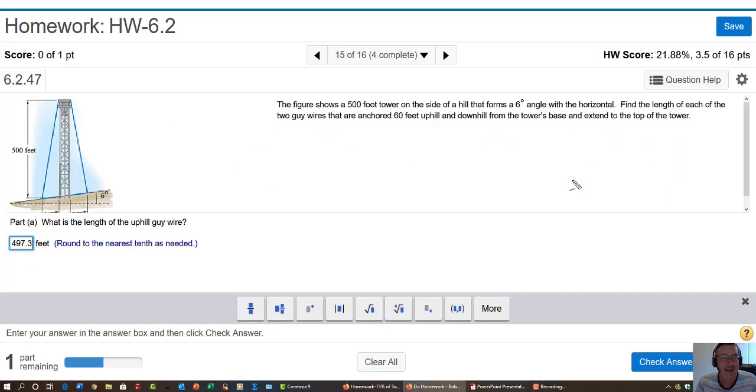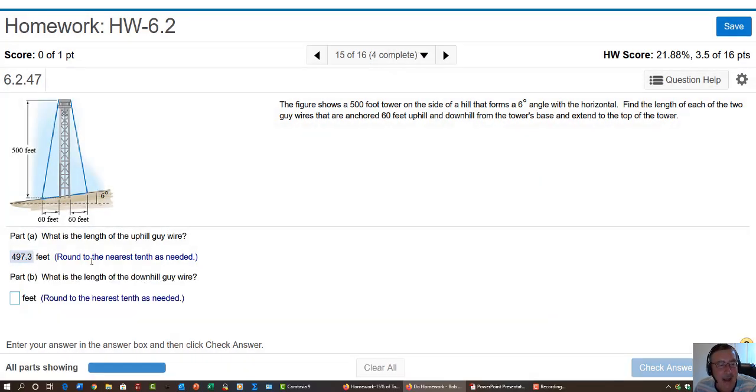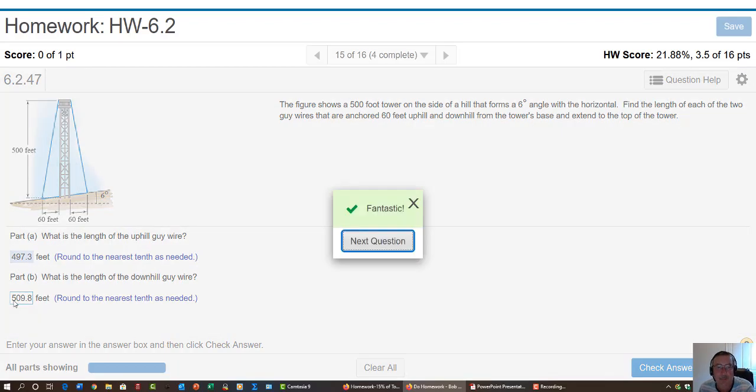Now, even though you get to this point, you have to be careful about where to put what answer where. It says, what is the length of the uphill guy wire? So I'm thinking that's the one that's higher up the hill here. So I'm putting the y one, 497.3. And then the downhill guy wire, the longer one, should get the 509.8. Bang.